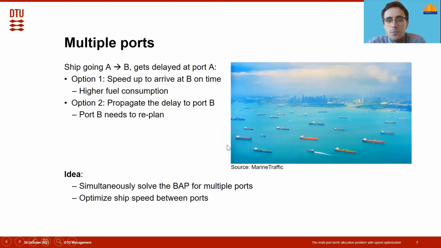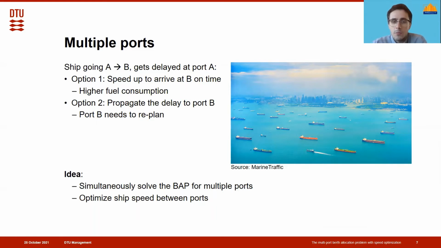Usually, terminals do this berth allocation independently from other terminals, meaning that there is not much sharing of information between ports. This can lead to possible issues, such as the following example. Imagine that a ship is going from port A to port B, and because of congestion, it gets delayed at port A. Then the ship will need to decide basically among two options.